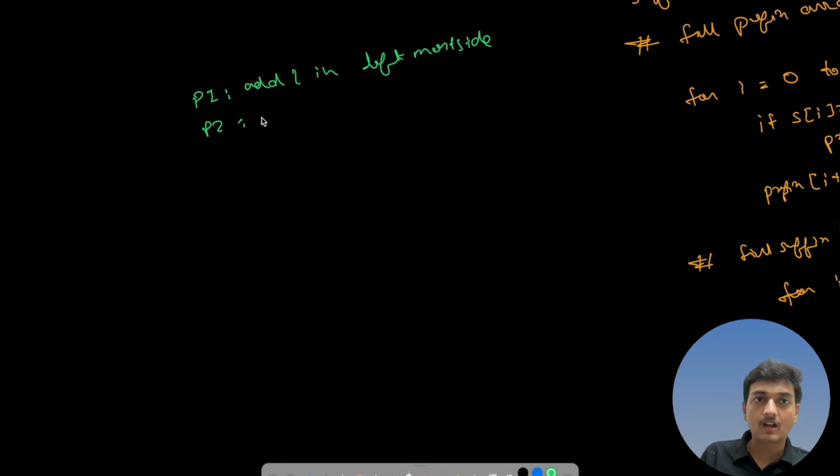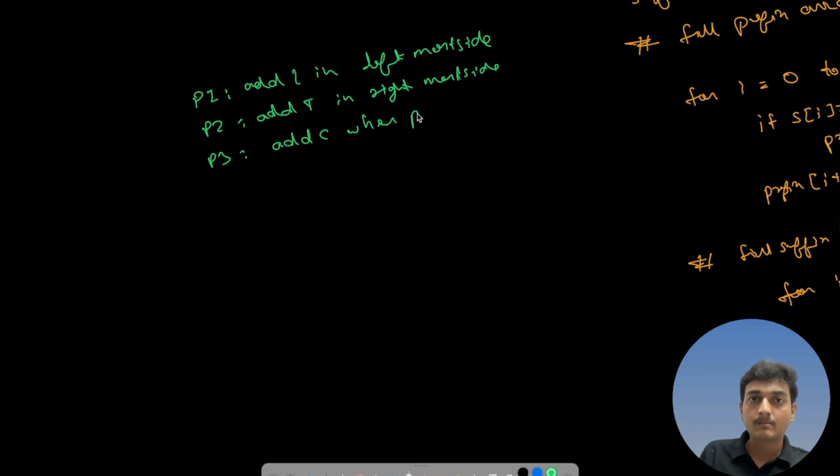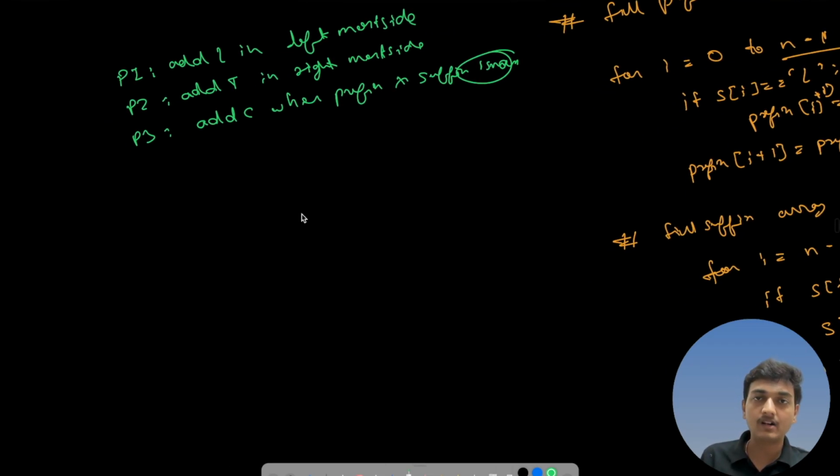Plan two was to add T in the rightmost side. Plan three was to add C where the prefix into suffix is maximum, right? We saw that here. If you have any doubts in that part, let me know. So let's try to write pseudocode for this part.